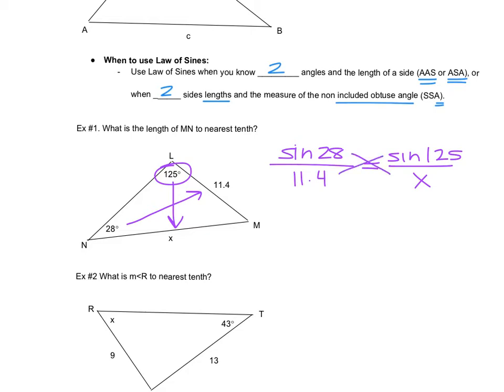We are going to cross multiply here. If I were you, I would always put the x out in front just because I feel like it stays by itself then, and that's what we want. Okay, so when I cross multiply this way, I would say x sine 28. Okay, that's going to equal, now we cross multiply the other way. And again, put the number in front of the trig function. So 11.4 sine 125. Okay.